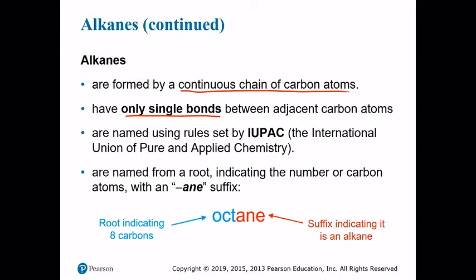Since there are so many different alkanes and organic compounds in general, it's useful to have a systematic method for assigning names to them. The system that we use is set by IUPAC, the International Union of Pure and Applied Chemistry, and it consists of a root which indicates the number of carbon atoms in the chain, along with a suffix "ane" to indicate that it's an alkane. In this example, you see octane, where the root is "oct," meaning 8, and it has the "ane" ending, which indicates that it's an alkane, so all the carbons are single bonded together.